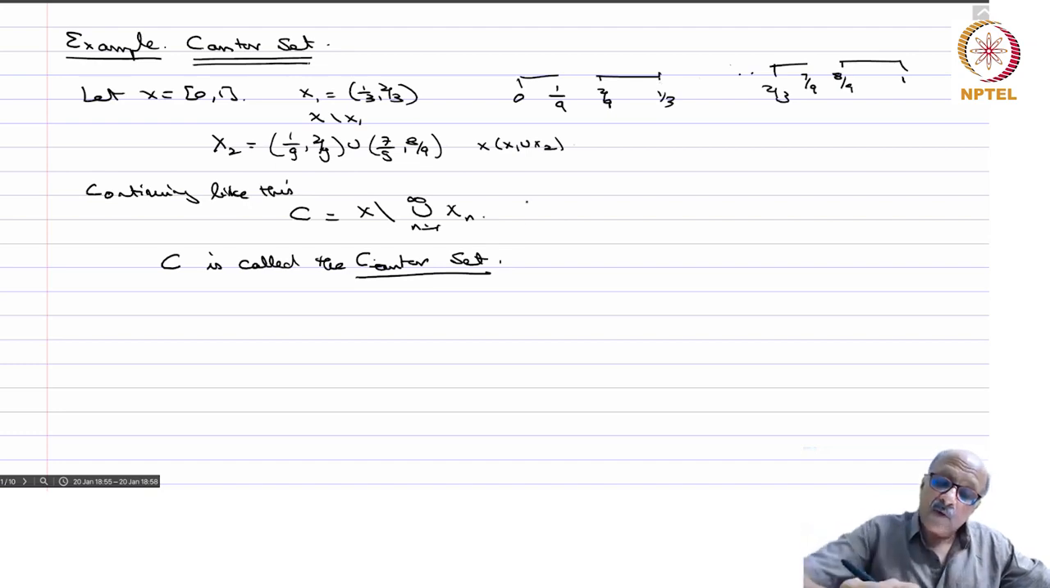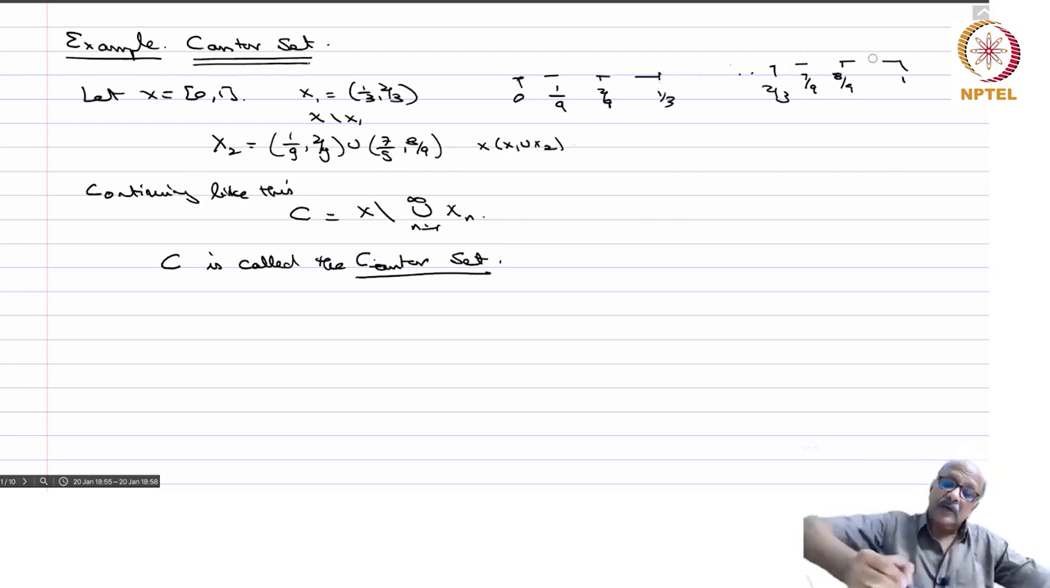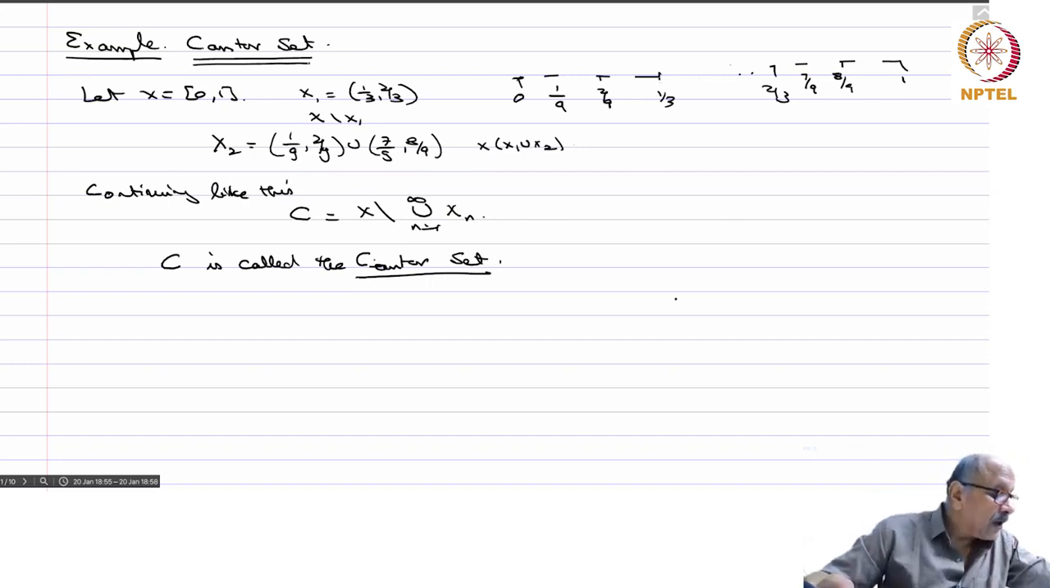So next time what would I do? I would remove a portion here, and then I would remove a portion here, I would remove a portion here, and I remove a portion here, and so on. And now I'll go on like this. So I'll get something very moth-eaten. Everything will be eaten up. There will be some collection of points left.